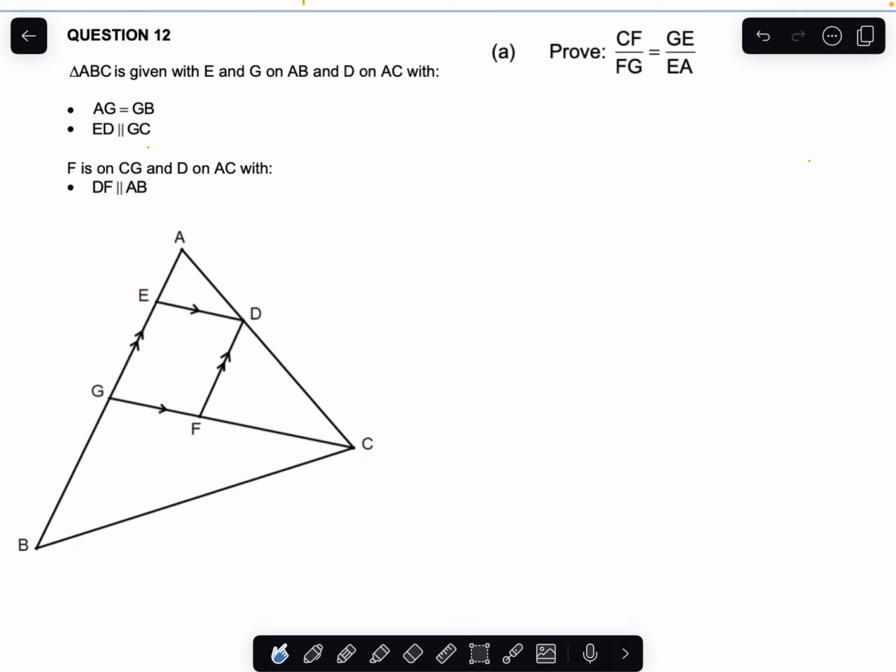We are looking at question 12 from IEB's paper 2 of November 2022.